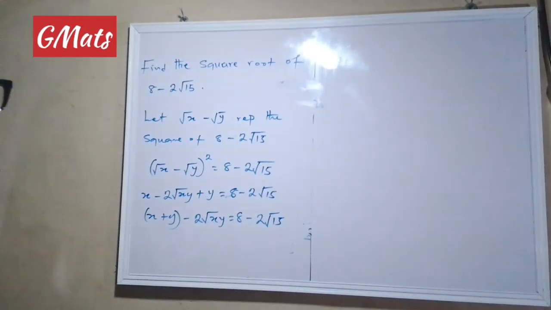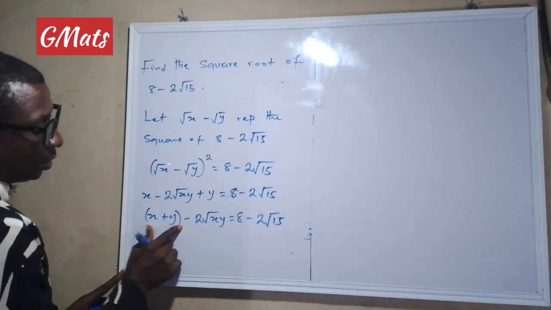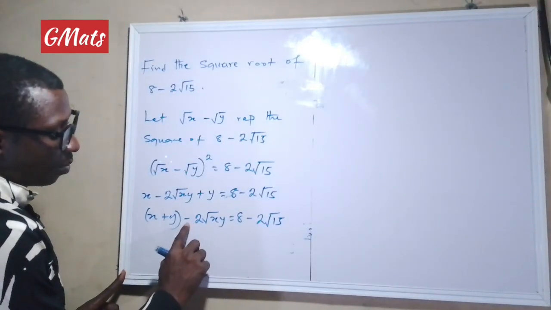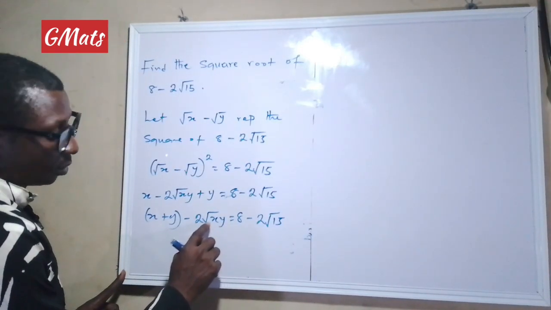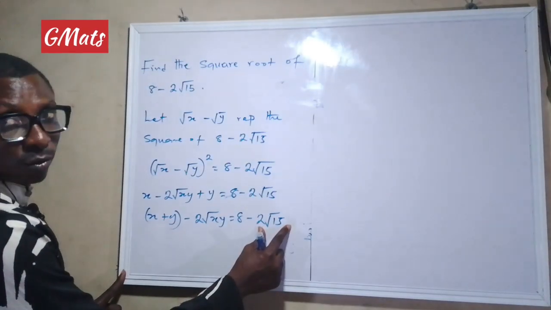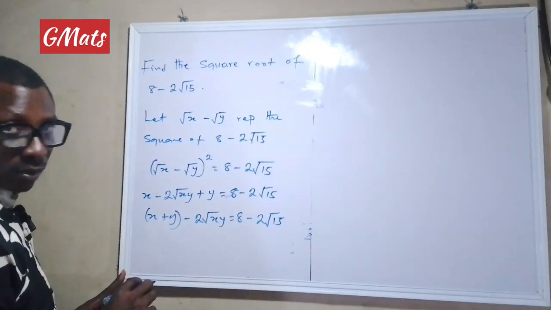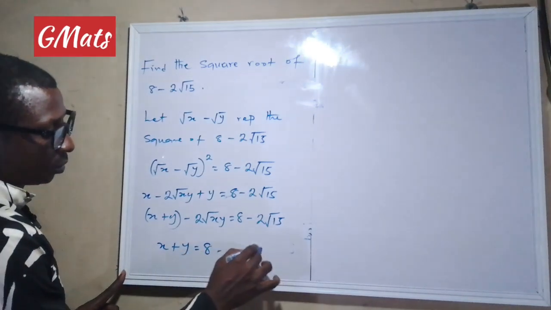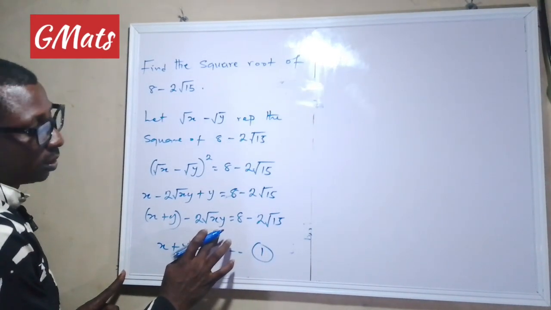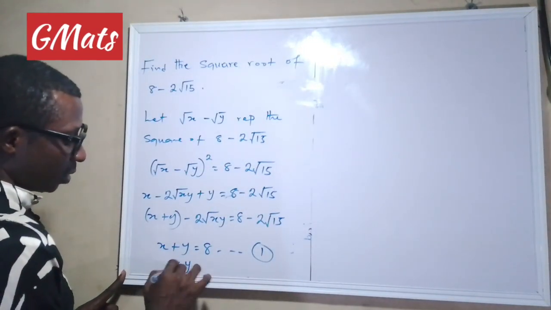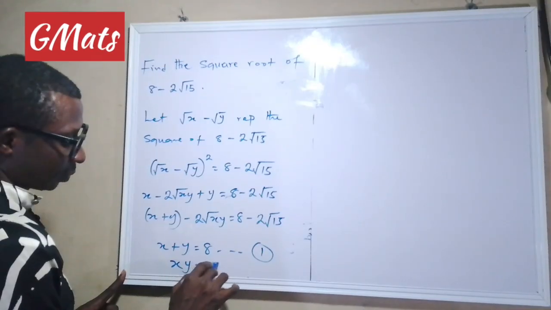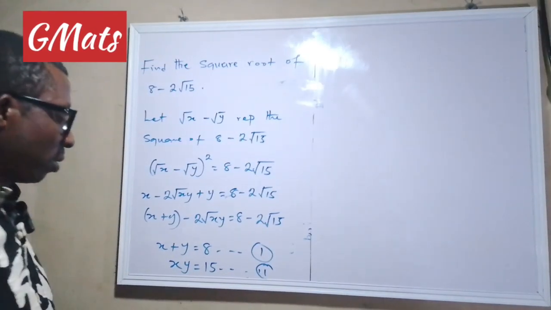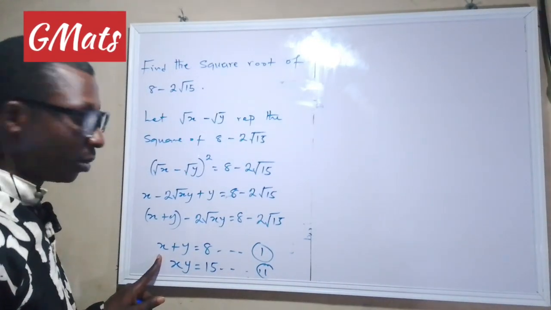Now when you compare this, x plus y is equivalent to 8, and minus 2 square root of xy is equivalent to minus 2 square root of 15. So we can simply write x plus y equals 8. We call that equation 1. And what we have inside the square root here, we have xy equals 15. So we are going to solve these equations simultaneously.